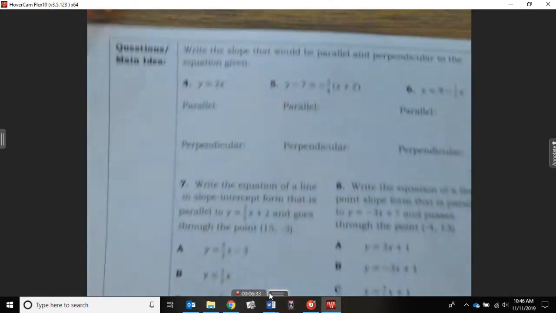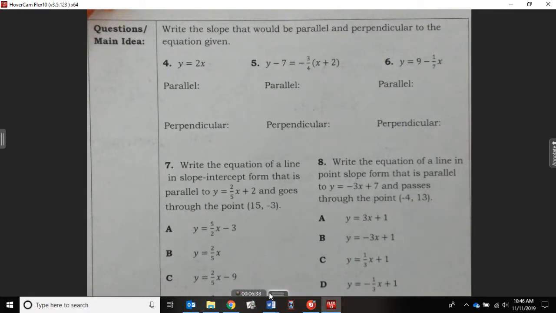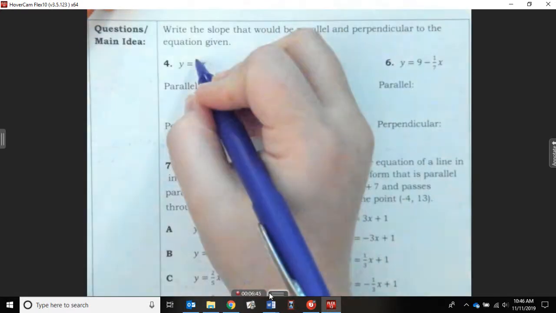All right, let's take a look at the back side now. Same thing. I am just looking for my parallel and perpendicular slopes. So let's start with number 4. My slope here is 2.